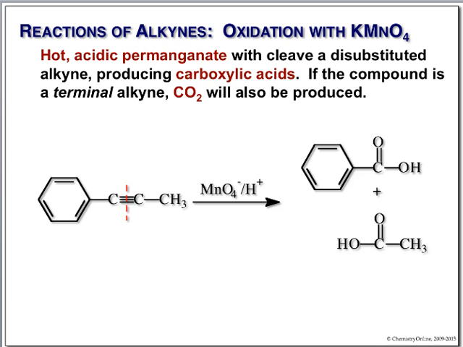So we just split our carbon-carbon triple bond. If this happened to have a hydrogen on the end here instead of a methyl group, that's when you would get CO2. So this is even easier than it was with an alkene. We're going to split it, make carboxylic acids or CO2. The other product will always be acetic acid. Yep.